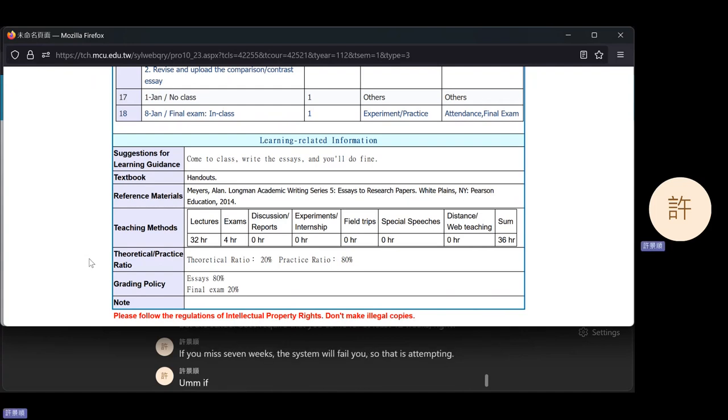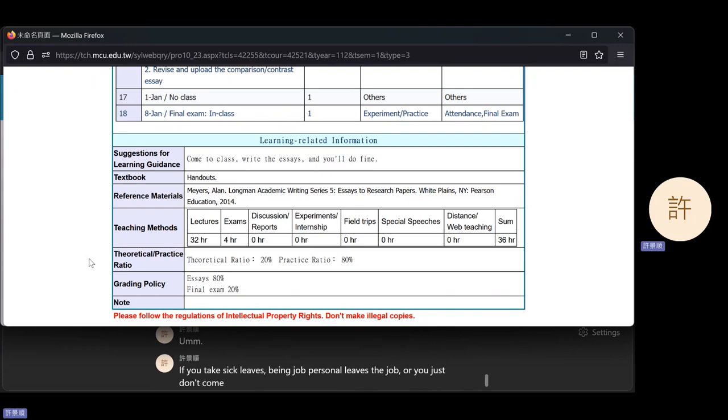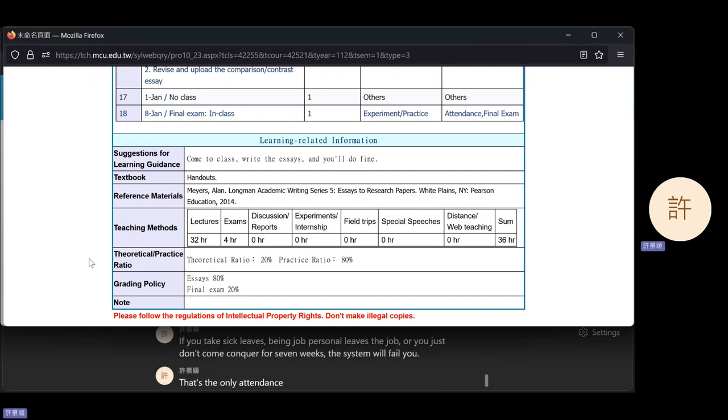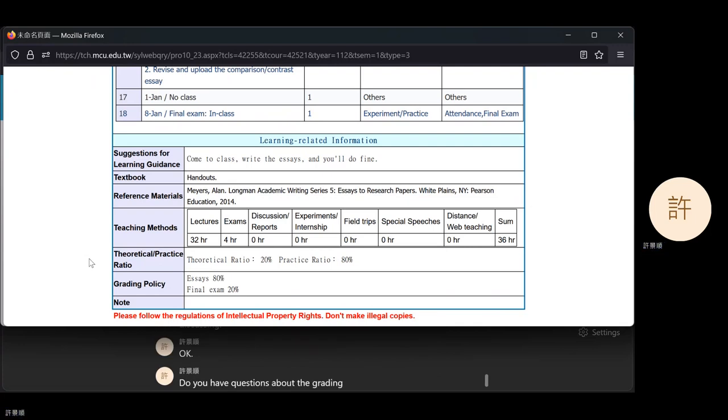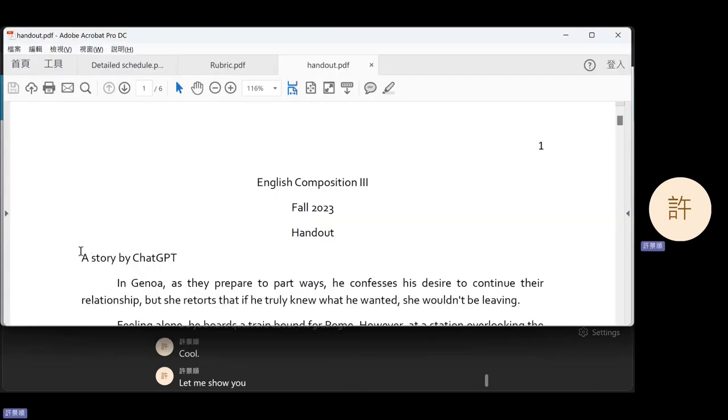If you take sick leave, 病假, personal leave, 事假, or you just don't come, 旷课, for 7 weeks, the system will fail you. That's the only attendance that will appear on your grade. 这就是出席率。 Okay, do you have questions about the grading? Cool. Let me show you the detailed schedule.